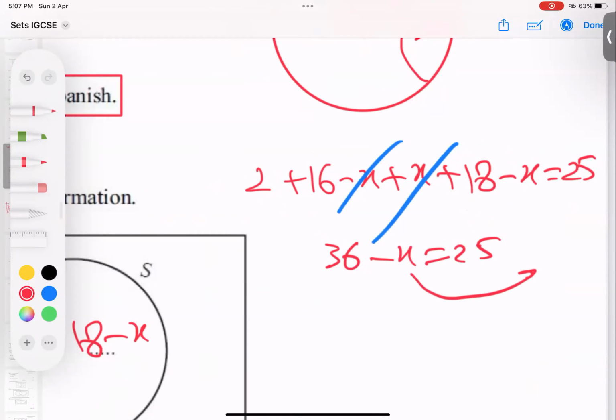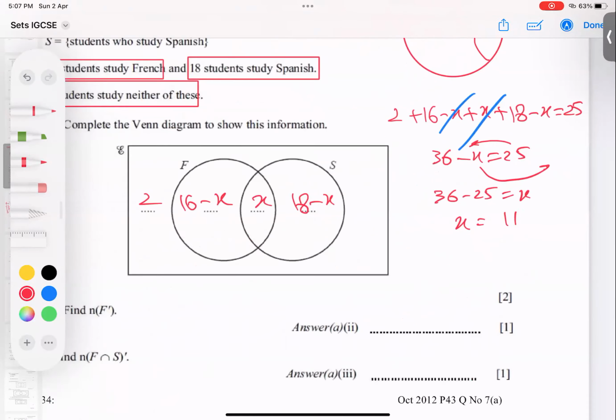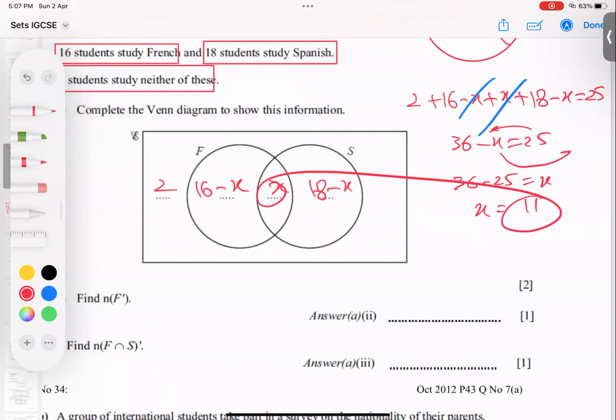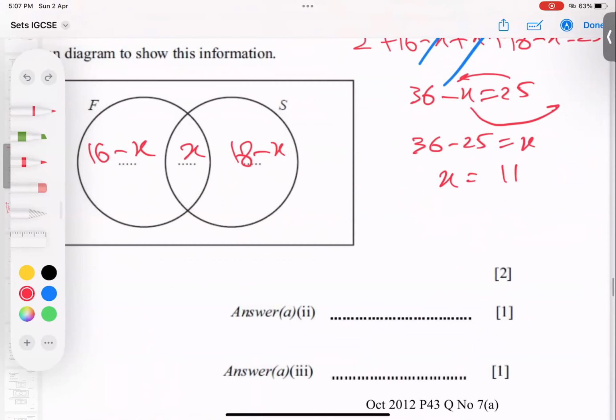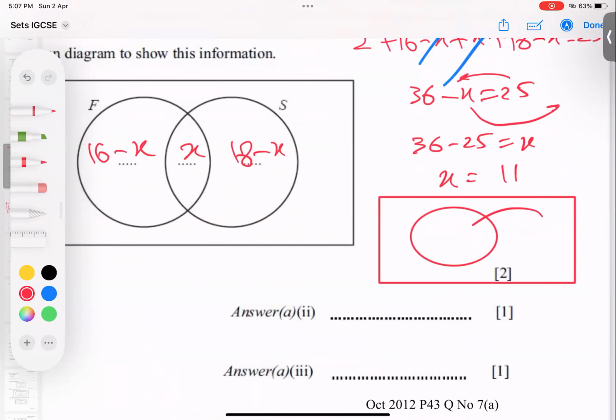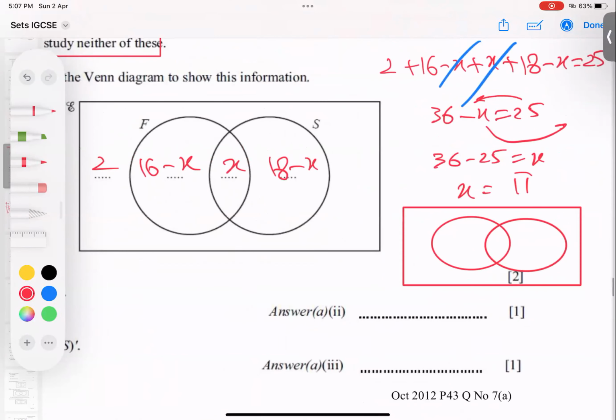Now X goes to the right side, 25 comes to the left side. So X is coming 11. So 11 is the middle part. Now, students, what I can do is fill in all the values. Look here. When I plug in 11 here, 11 comes in the middle. Out of 16, 11 subtracted, I got 5. Out of 18, 11 gone, I got 7, and 2 outside already.